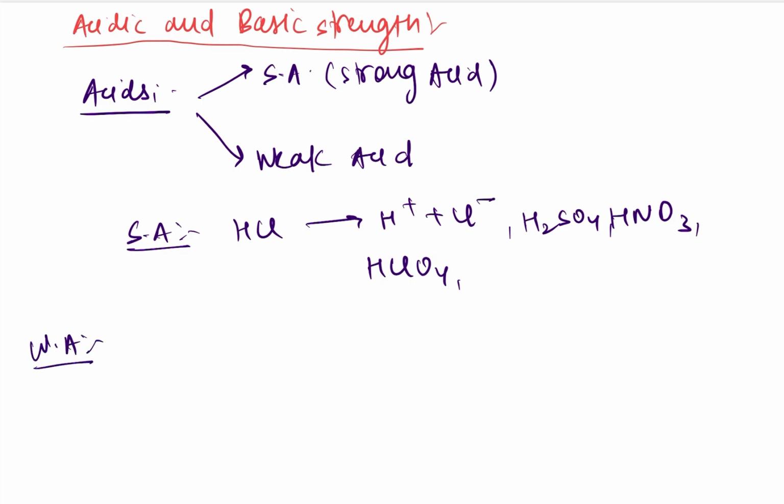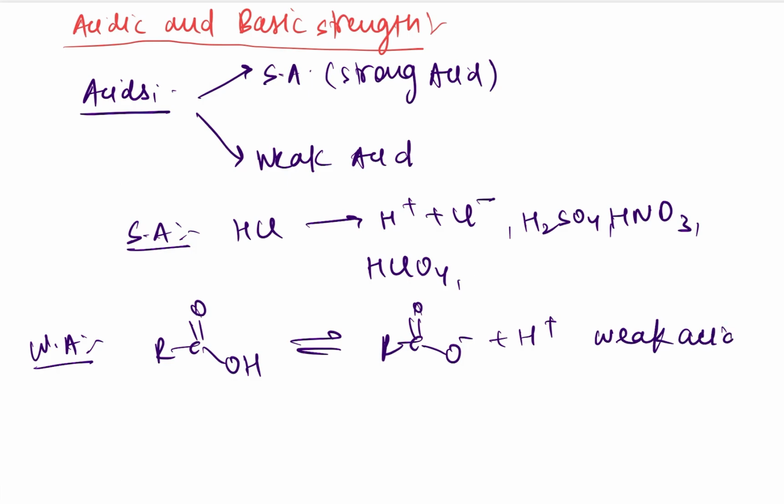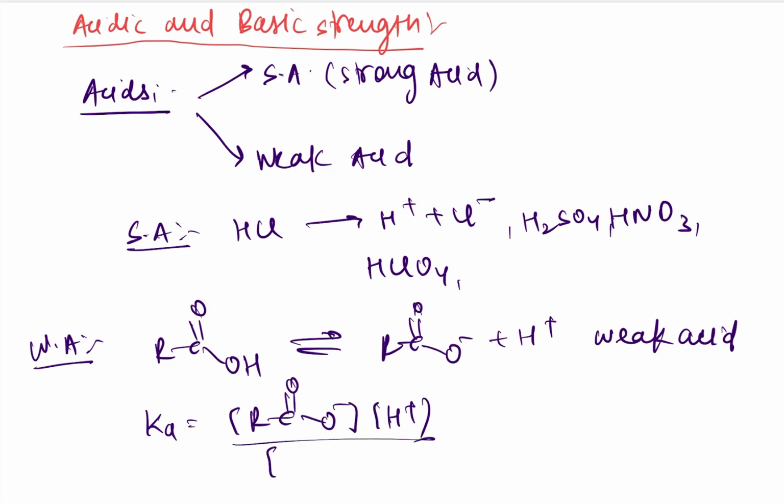Now what are weak acids? A weak acid like RC double bond O OH dissociates like this: RCOO negative plus H plus. It is a weak acid because it is a reversible reaction. So weak acid dissociates like this, and for that we define K. K is equal to RCOO negative times H positive divided by RCOOH. Now this is the weak acid.